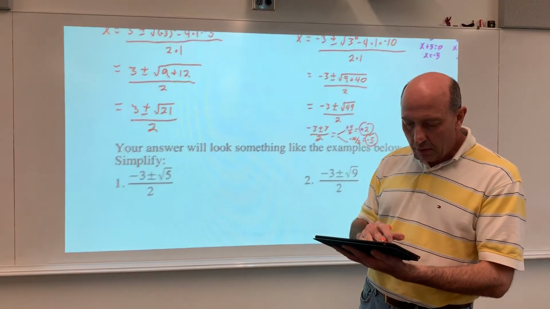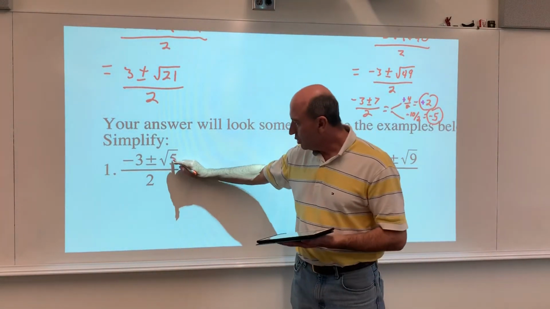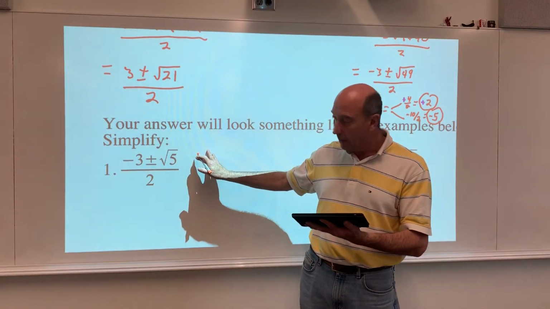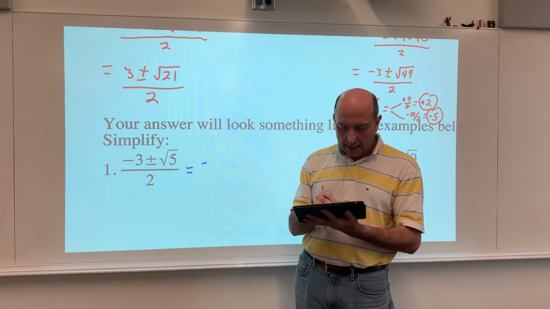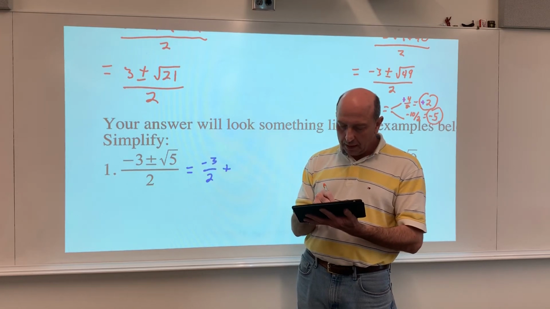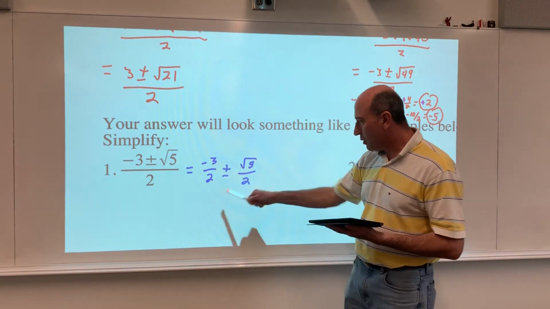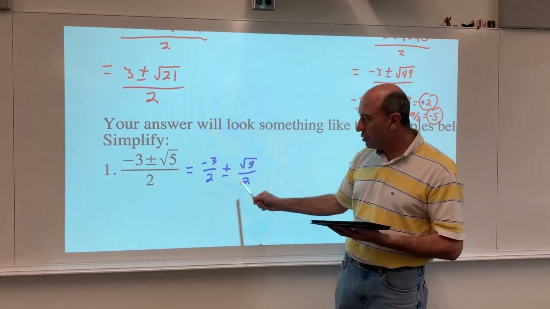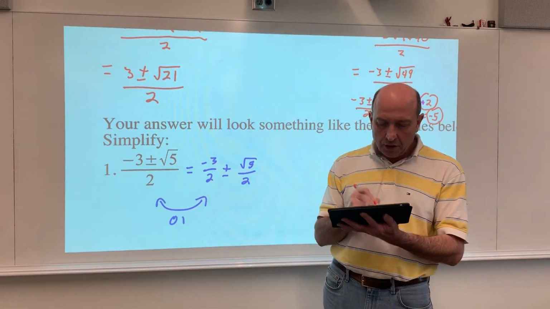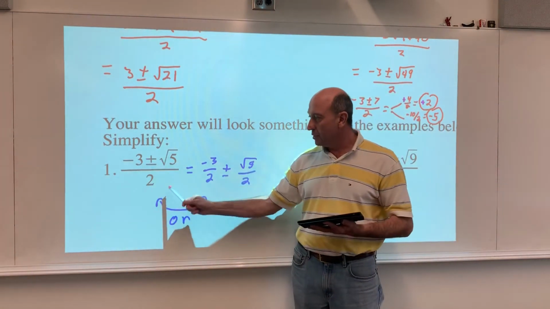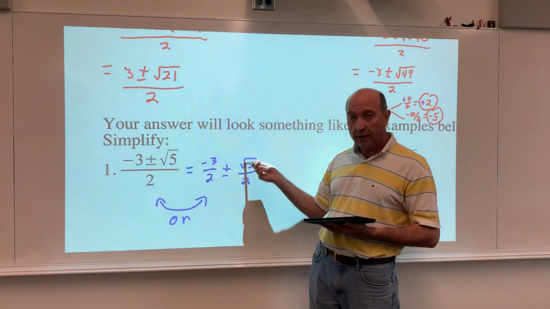So if you get down to something like this, are you done? The square root of 5, you cannot split up. 5 times 1 is 5, but that doesn't help. If you distribute, you would get negative 3 over 2 plus or minus the square root of 5 over 2. Now you can't reduce the 3 over 2 or the 5 over 2. So distributing really didn't help. So on a test, I would accept either answer. But this one is more common. But if you distribute it, it's not wrong. It just didn't really help you.